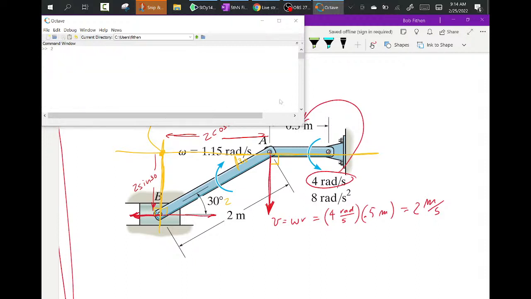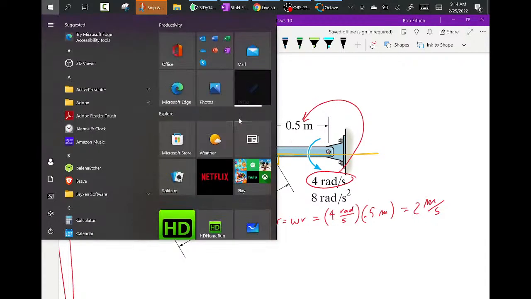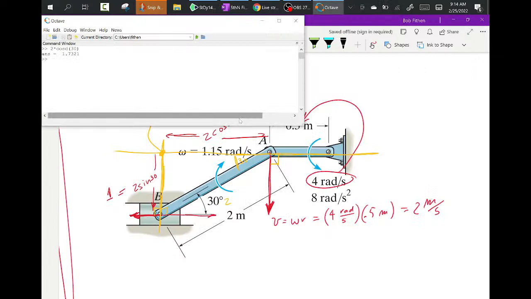Okay, 2 times cosine of 30 degrees, 1.7321. And this one will be 1, but I'm going to go ahead and do the calculation. And that is sine of 30 degrees, which is 1.